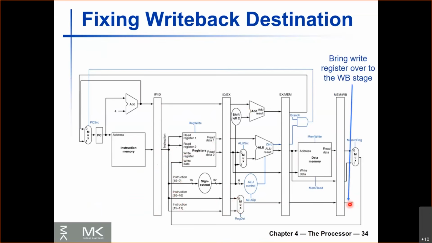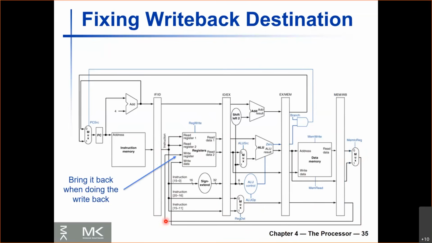And then I'm going to take this value, and when I bring back the data that I want to write back, I'm also going to bring back the number of the register that I want to write back, and I am going to pass that as the write register. So this was one small fix that we need to do to make sure that we pipelined correctly. So we added the pipeline registers, and then of course we had to take the destination register with us from the decode stage all the way to the writeback stage, and then bring it back to make sure that we are writing back to the correct register.